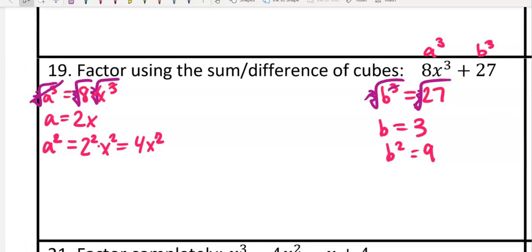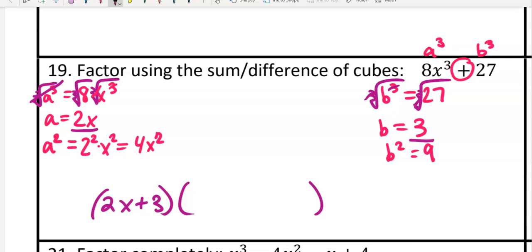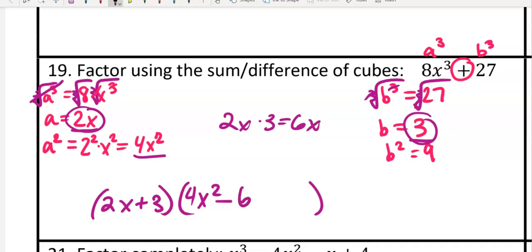And to write our answer, this is the sum of cubes. So make sure you're looking at the right formula as you're completing this review. Our final answer will be a plus b, so 2x plus 3. Here's a and b. Our next set of parentheses will be a squared, so 4x squared, minus a times b, so 2x times 3, which is 6x, so minus 6x, plus our b squared, which is 9.